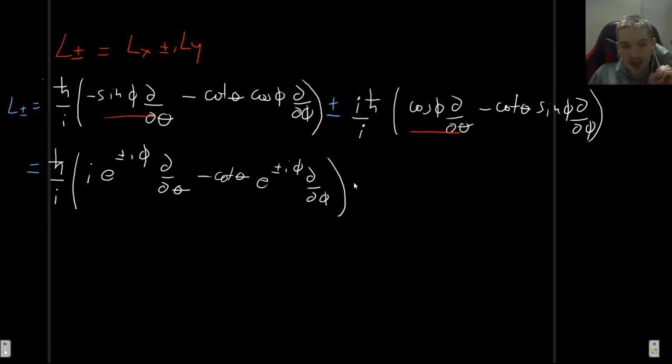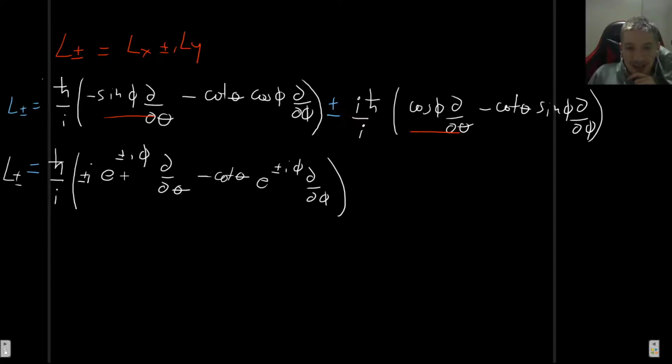Okay, so now we know what L plus and L minus are, because L plus is simply this equation but taking the upper sign, and L minus is this equation. Wait, I'm missing the plus or minus sign here, plus or minus. Yes. And L minus is simply this equation but taking the minus sign here. Well, yeah, I almost forgot about the minus sign, plus or minus. That would have been a big mistake.